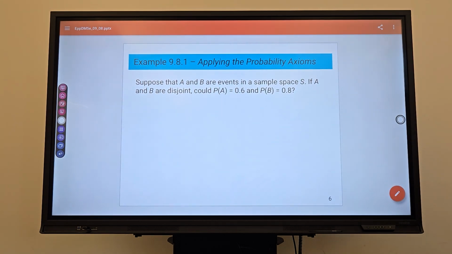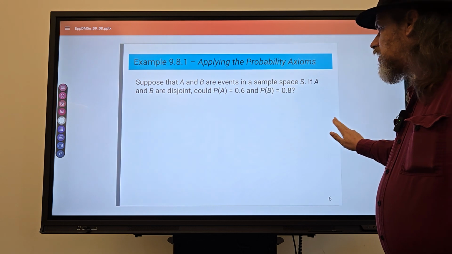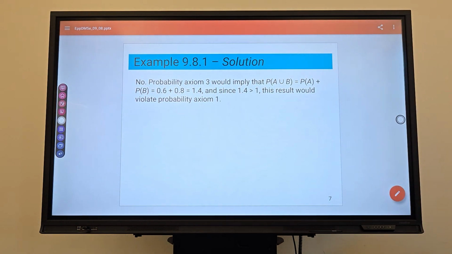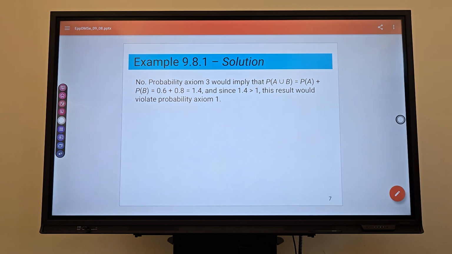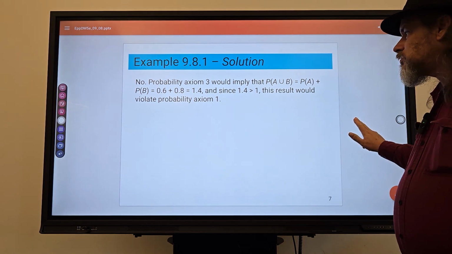Suppose that A and B are events in the sample space S. If A and B are disjoint, could the probability of A and the probability of B be equal to 0.6 and 0.8 respectively? It would be no, because the total would be 1.4, and that is greater than the probability of 100%. It would violate the probability axiom 1.